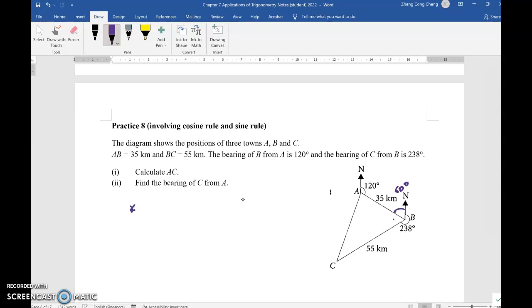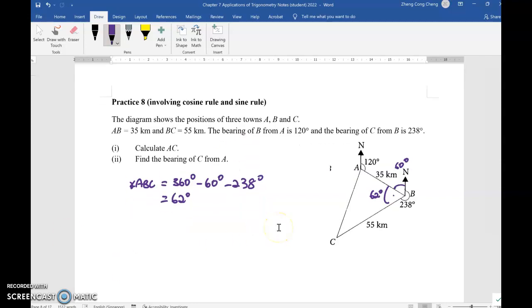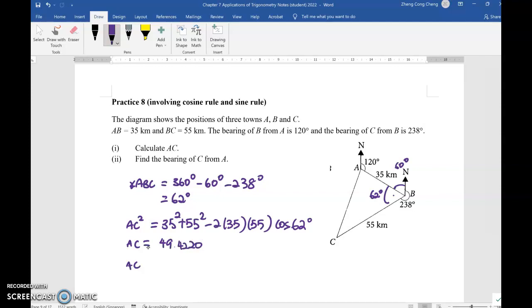This means that angle ABC will be equal to 360 degrees minus 60 degrees minus 238 degrees, which gives me 62 degrees. So now I know that this is 62 degrees, and I can use my cosine rule to calculate my length AC. So I will write out my cosine rule now. And here is the cosine rule formula. After calculation, AC will be equal to 49.4220. AC is 49.4 kilometers.